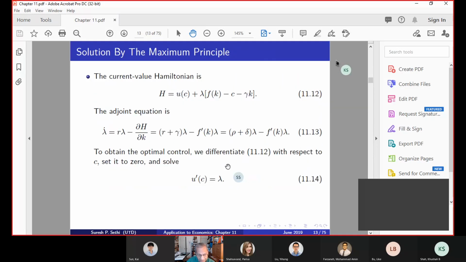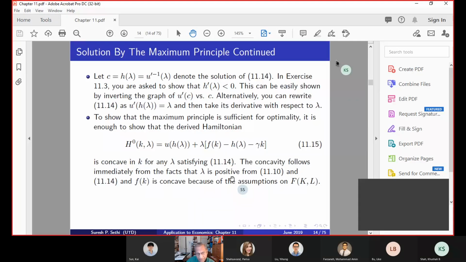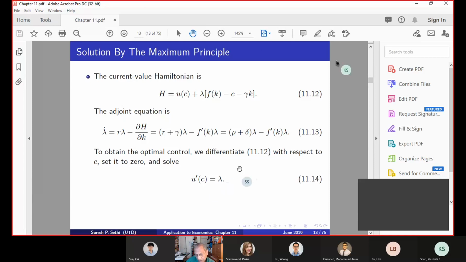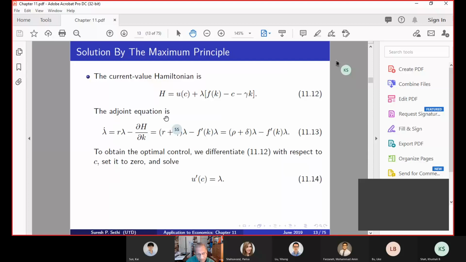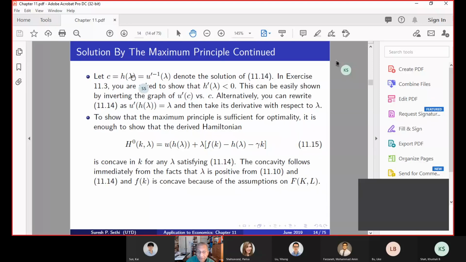Lambda dot is also the same as the previous section. Now what happens is we solve this for C also as before. This C is now h of lambda, which is the inverse, u prime inverse of lambda. Remember, u prime is monotone because u double prime is strictly less than 0. So u prime has an inverse. If it's strictly monotone, it has an inverse. So the inverse is well defined. So h of lambda is a well defined function.